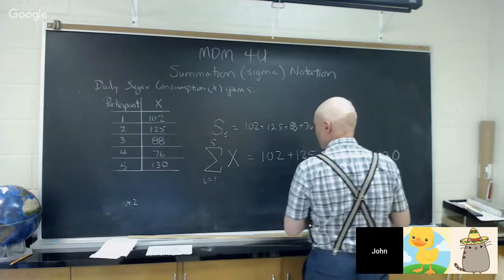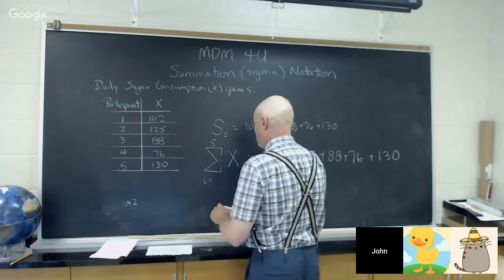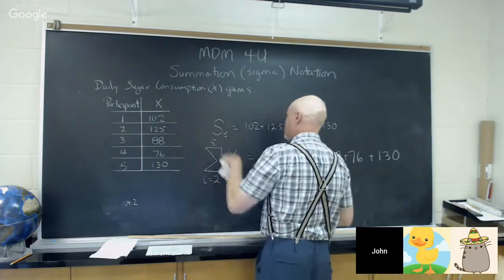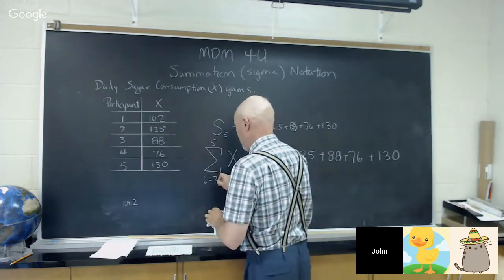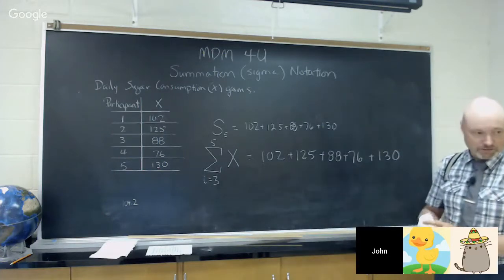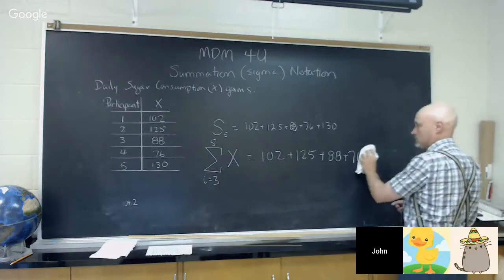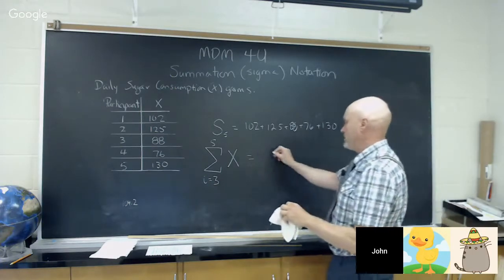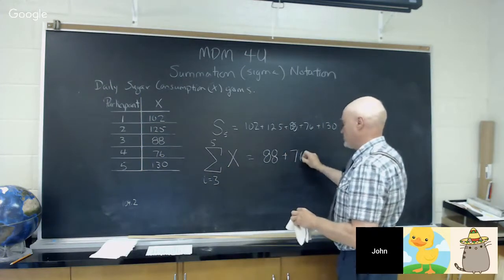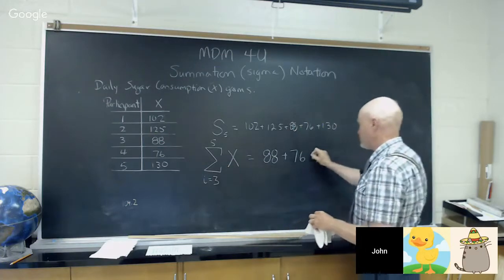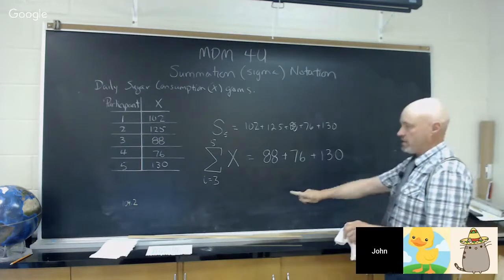I could change this a little bit if I wanted to use just a subset of the data. So I could say, let's go from the 3rd observation, so I don't have to write as many things, up to the 5th observation. Okay? So now that would mean, instead of doing all these, oh, I just erased them. I didn't have to. The 3rd observation, 88 plus 76, up to the 5th observation plus 130. Okay? So the index is handy.